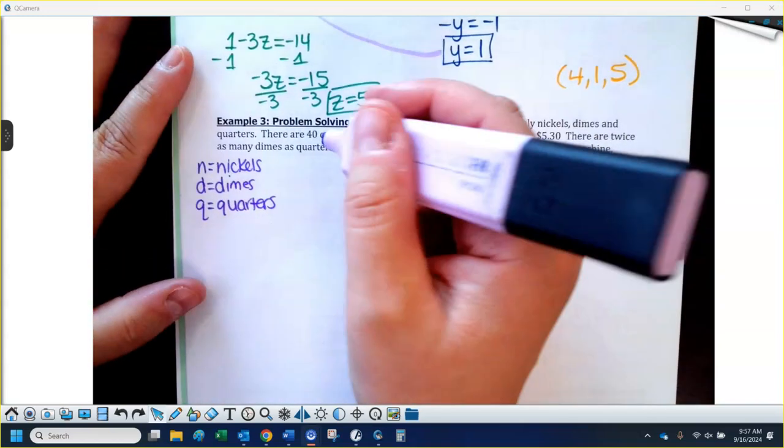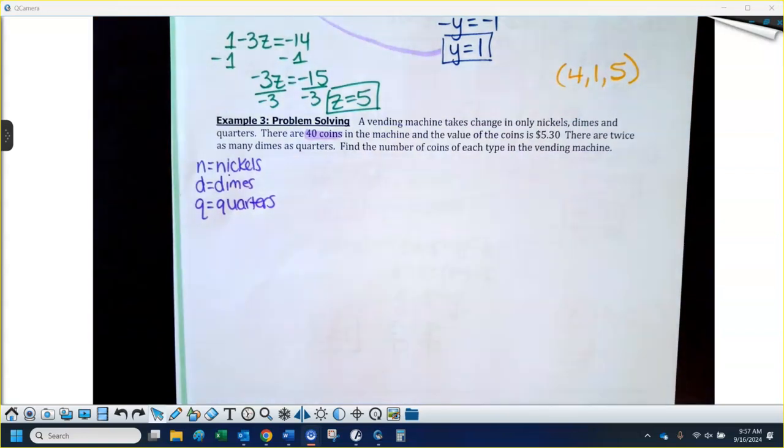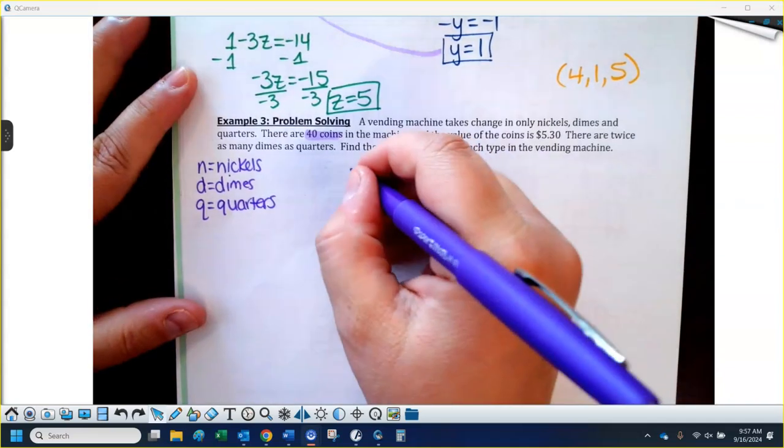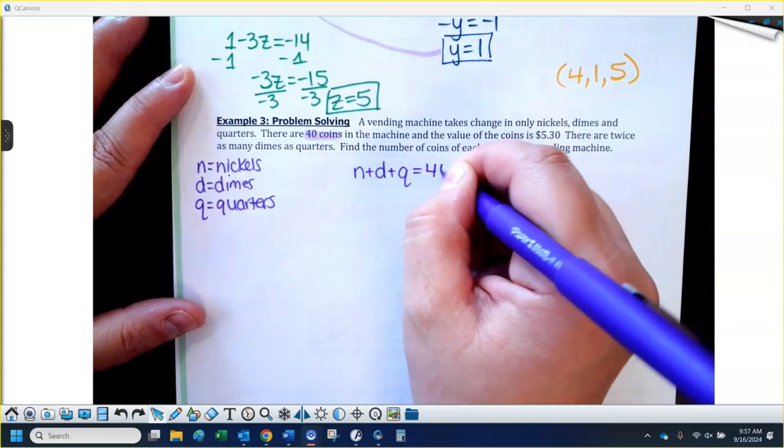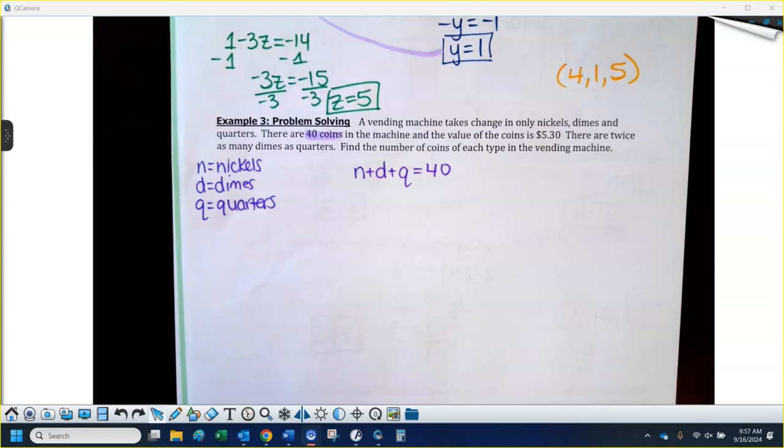All right, it says we have 40 coins. I can get an equation right from that. If I have 40 coins, how could I translate that into an equation? Riley, what do you think? Perfect. N plus D plus Q equals 40. Nothing to do with their monetary value, just how many coins you've got. Okay, let's see what else.